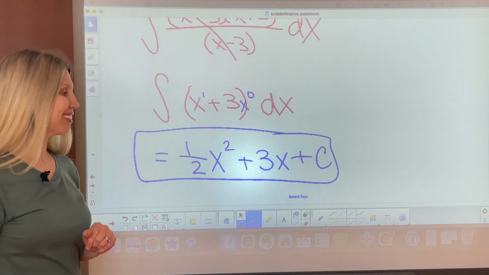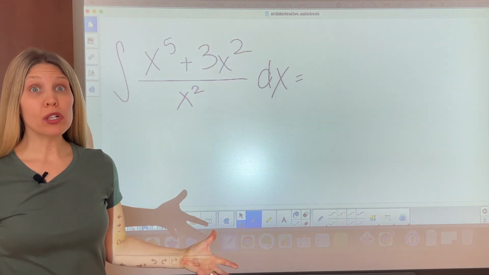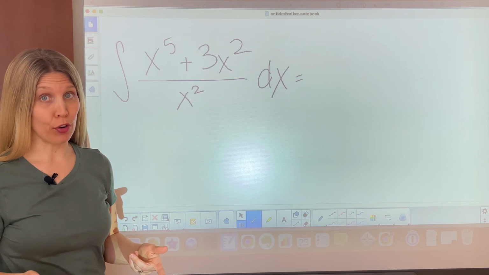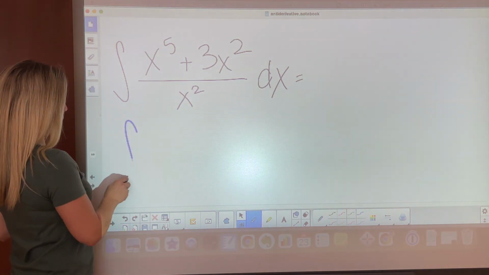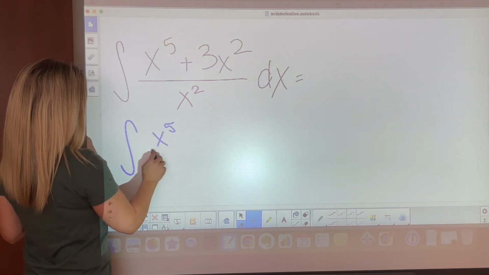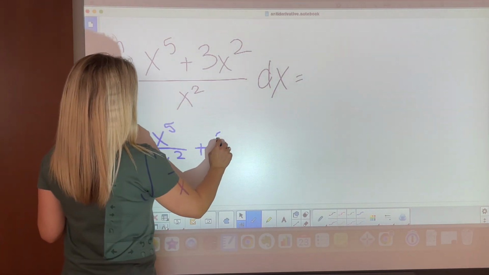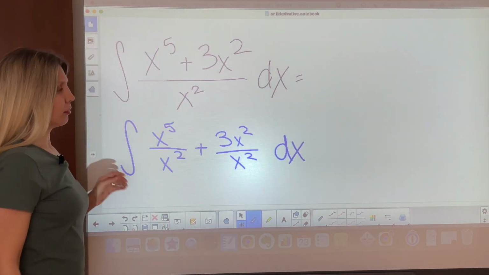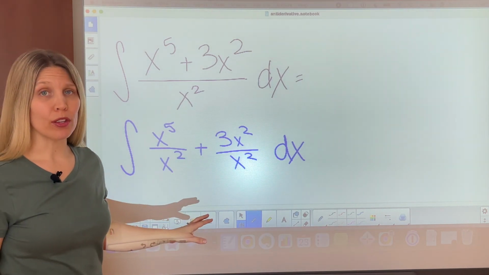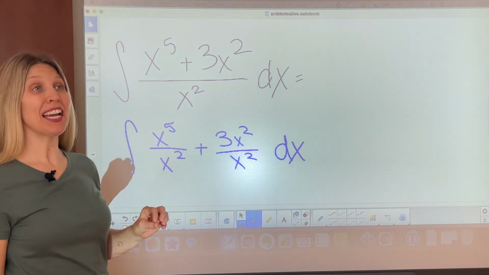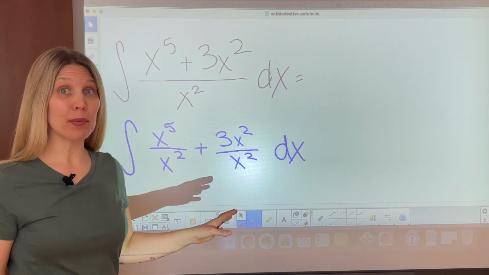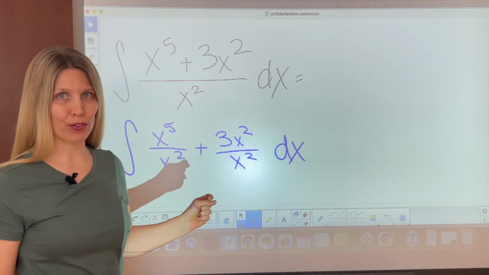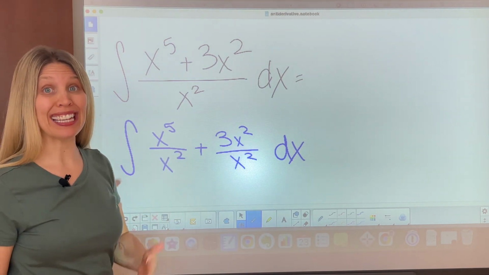Not too bad, right? Then you get problems like this and you're like, what am I doing? So you have a couple of options here on how you want to look at this. I'm going to separate the fractions. It makes it easier. So I'm going to rewrite our integral and I'm going to write x to the 5th over x squared plus 3x squared over x squared dx. Now, some people call this manipulation. Yeah, basically. So there's going to be a lot of problems that you're going to have to first manipulate how they look to make them easier to solve.